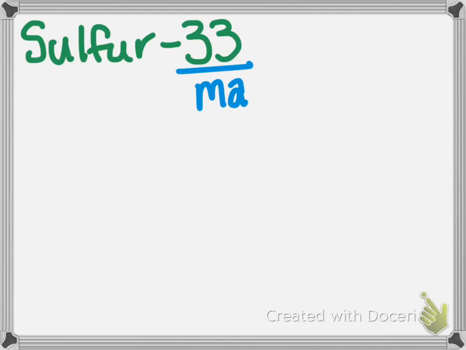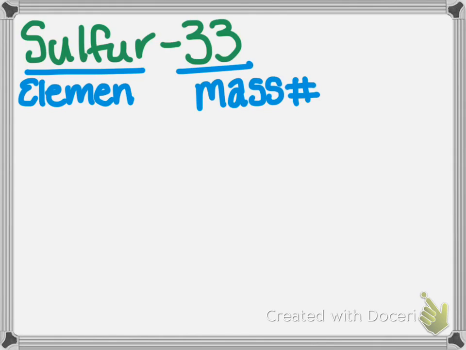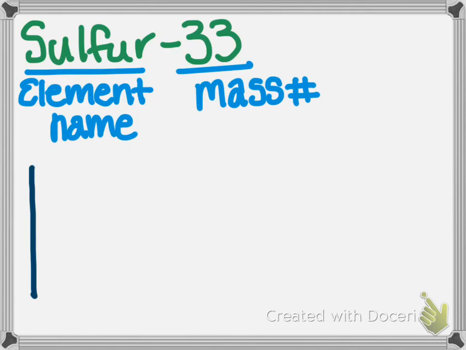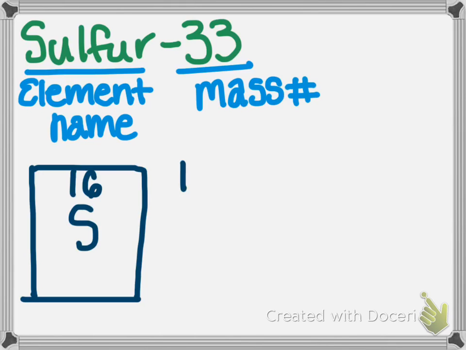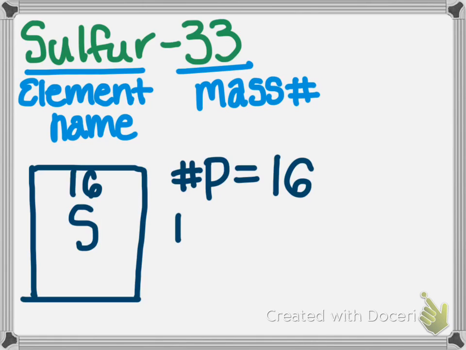Just a little reminder that the 33, that dash in sulfur-33, is your mass number for this equation. We're looking at an isotope, because we're in isotope notation. So 33 is our mass number, and sulfur tells us our element name, which gives us a bunch of information. If you go on your periodic table and find sulfur, you can find that the number of protons is equal to 16 due to your atomic number. That's how you find your number of protons.